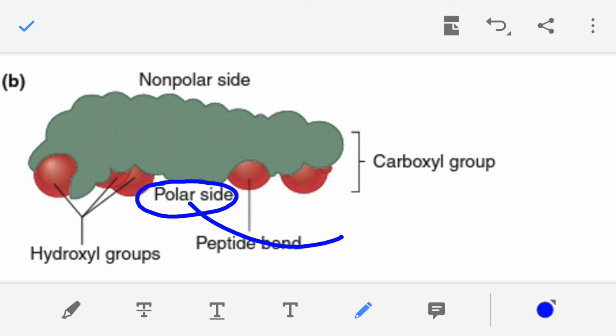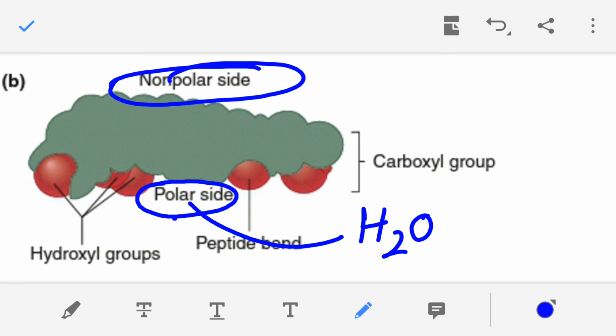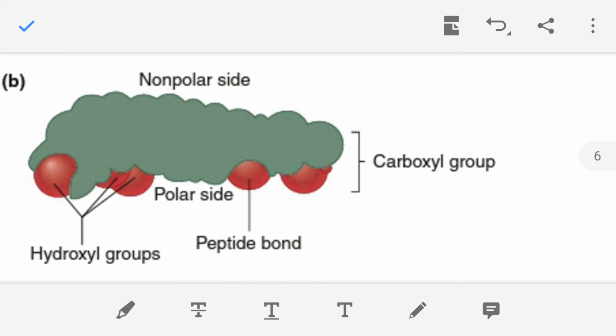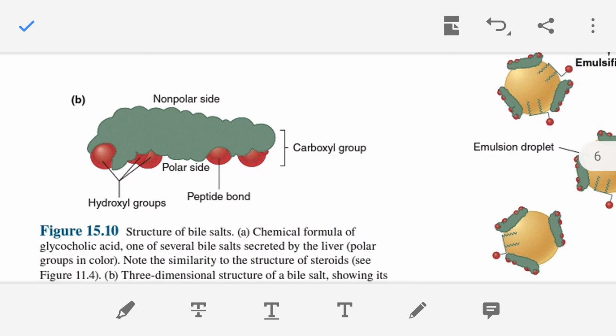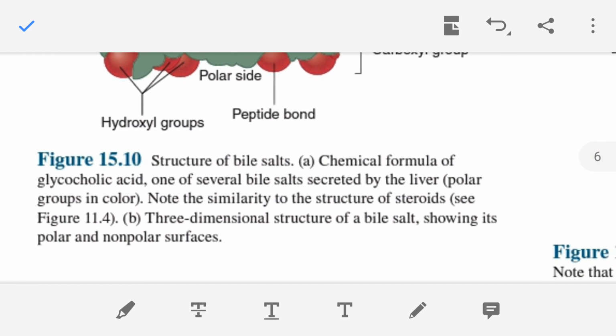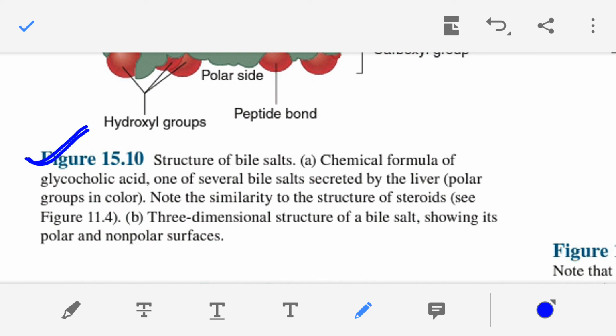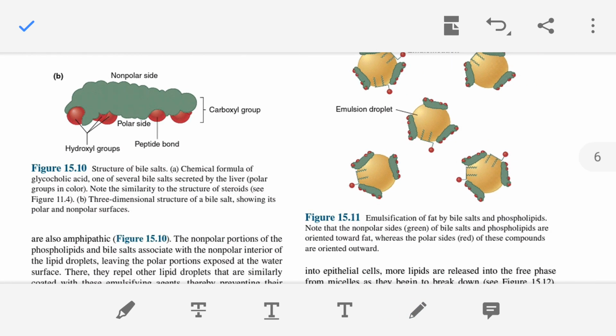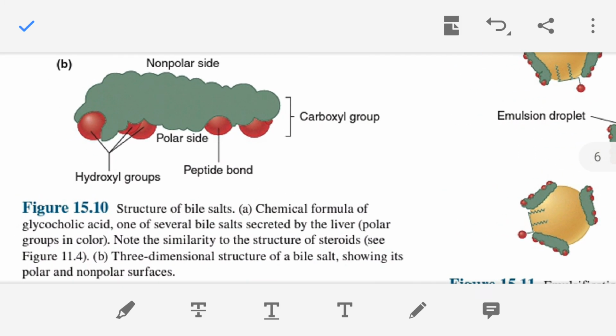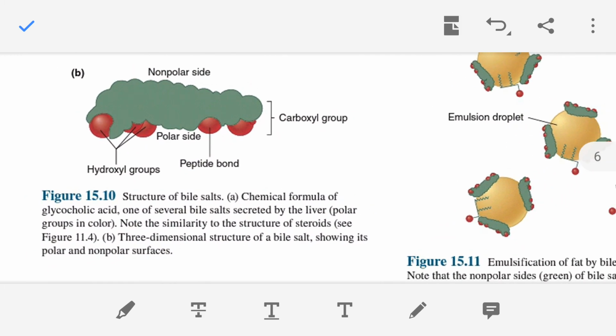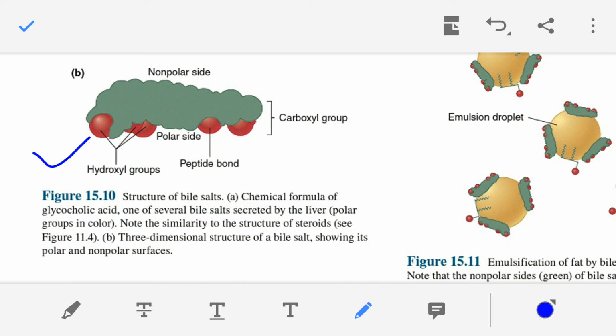So this is the hydrophilic one, and this one is having attraction for the water, and this one is the non-polar side. So this side is the polar side, the hydrophilic, and this one is the hydrophobic. Polar side hydrophilic, hydrophobic. So this is the information, and this is the structure of bile salt.